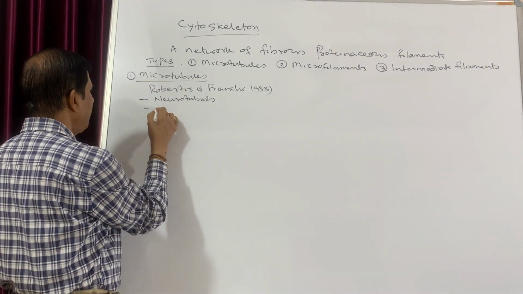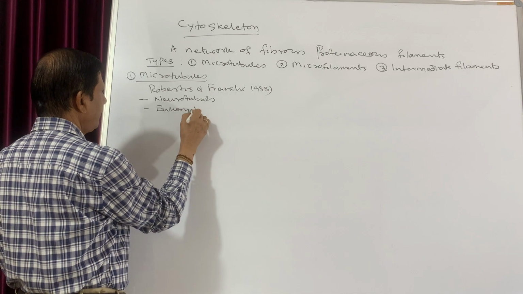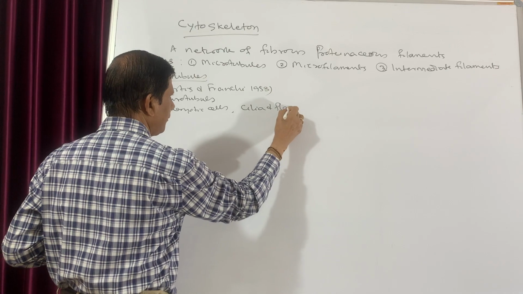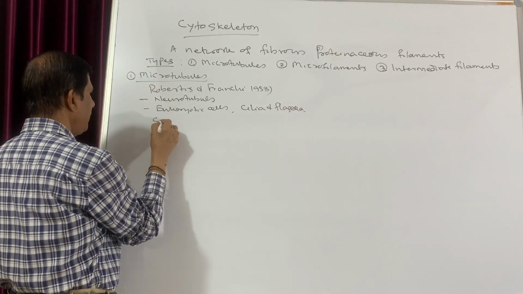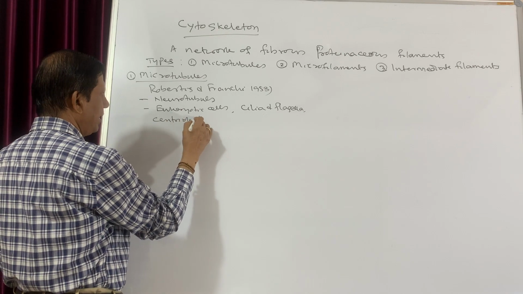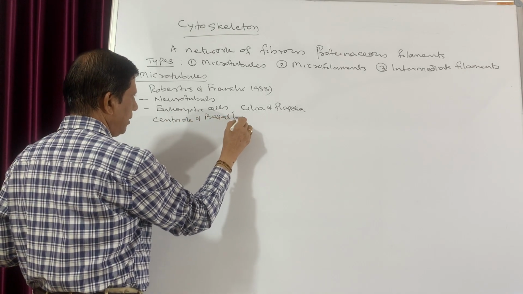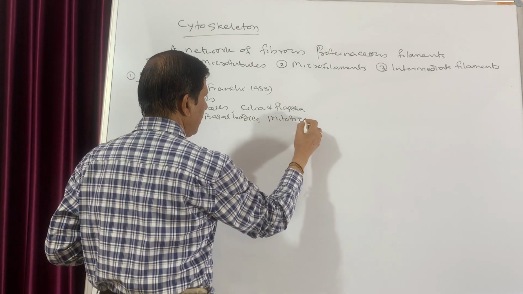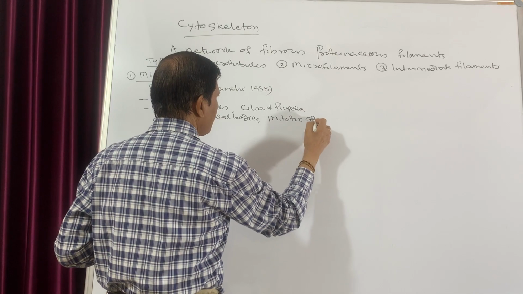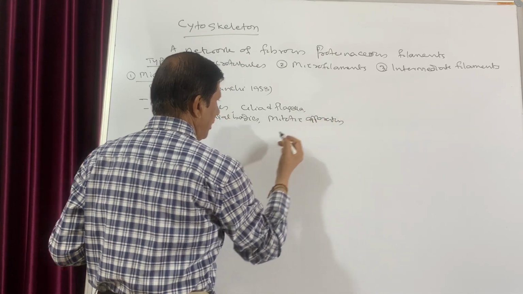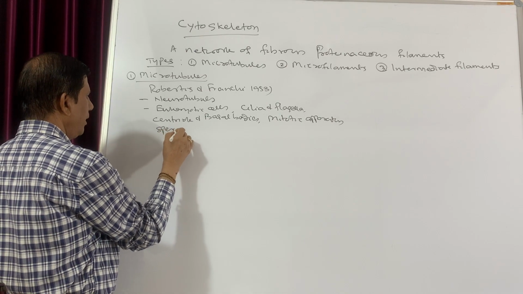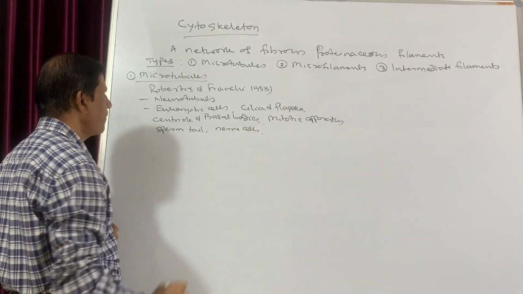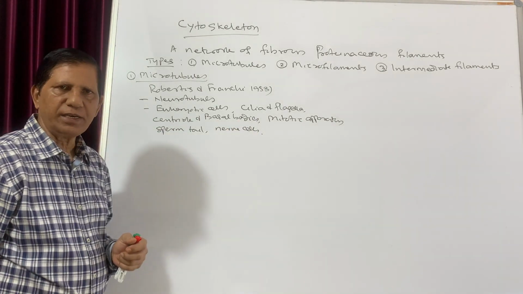They are also present in cilia and flagella, then also in the centriole and basal bodies, and also the mitotic apparatus, then the sperm tail, and they are also present in nerve cells. They are usually absent in prokaryotes.